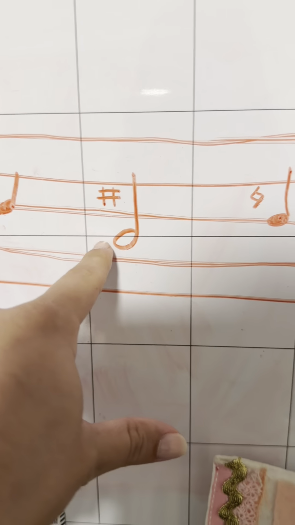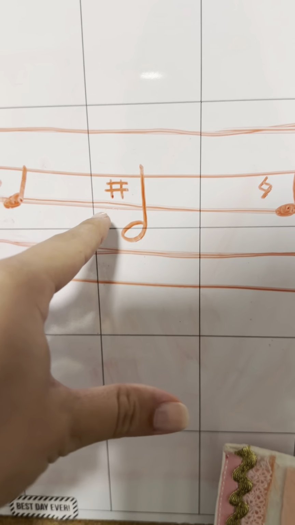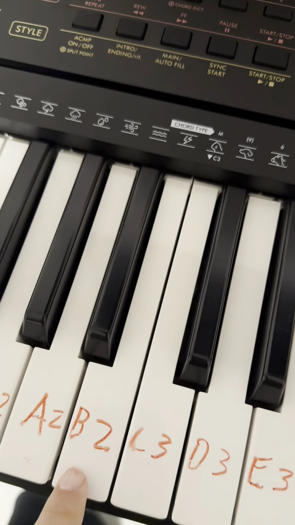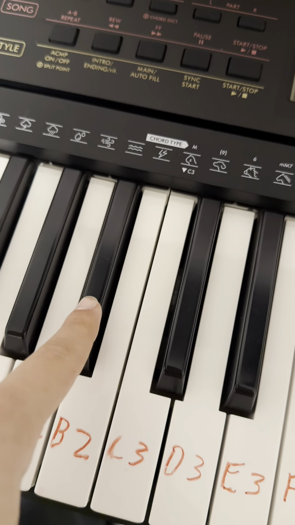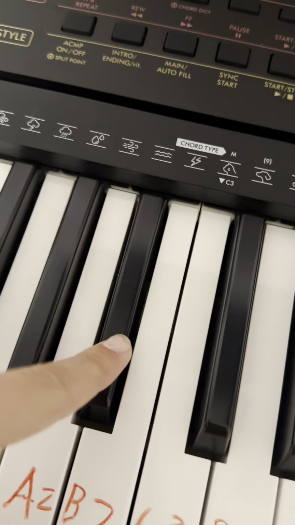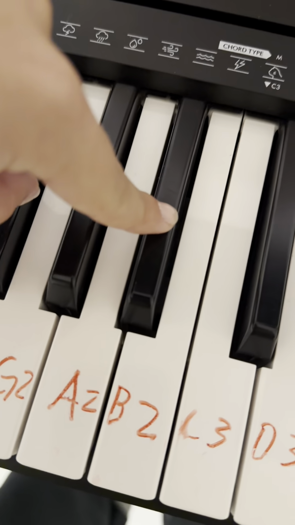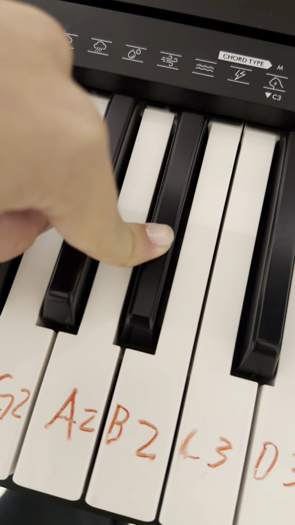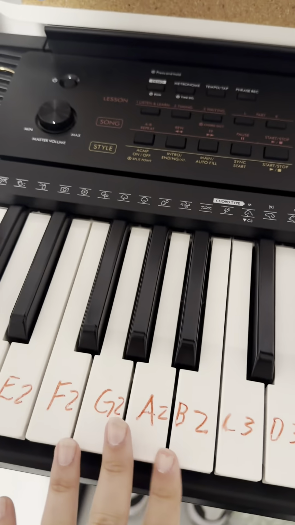Same thing goes for A. Instead of having a flat sign, it has a sharp sign. So we know that for flat, we go down a half step. But for sharp, we go up a half step. And if this is A, we're going to start at A and go up a half step, right? So not A, but A sharp, right? Okay, hopefully that makes sense, okay?